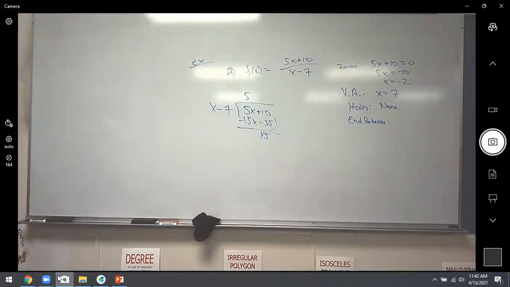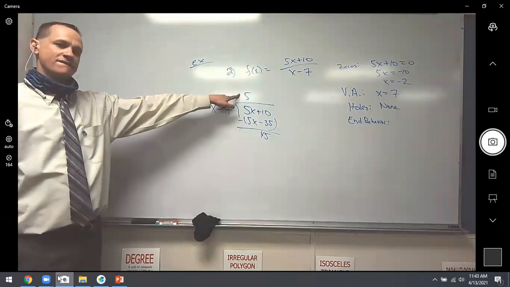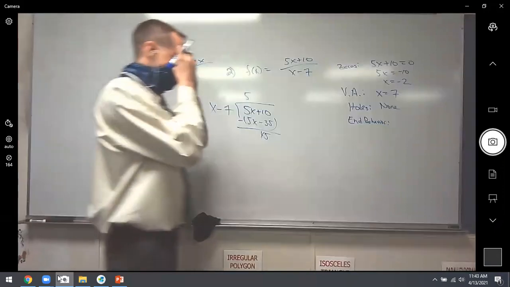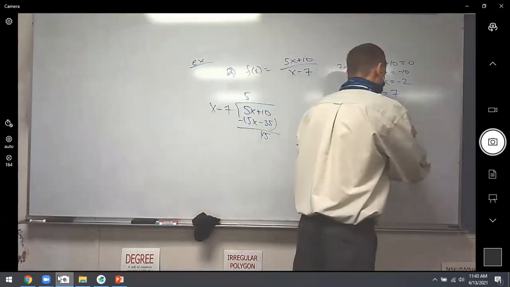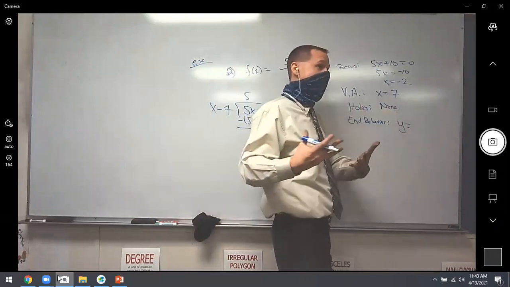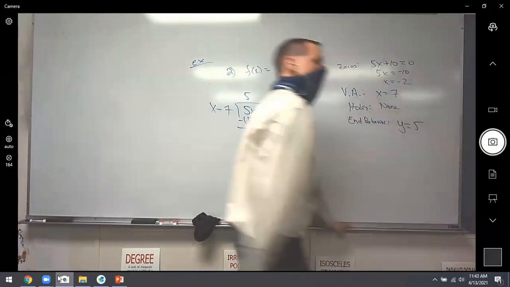Can you go again? Does x go into 45? No, right? So we're done. I don't care what the remainder is. I care about what the answer is. The answer is 5. That means that this will level off to a graph of y equals whatever the answer was, which in our case is 5.